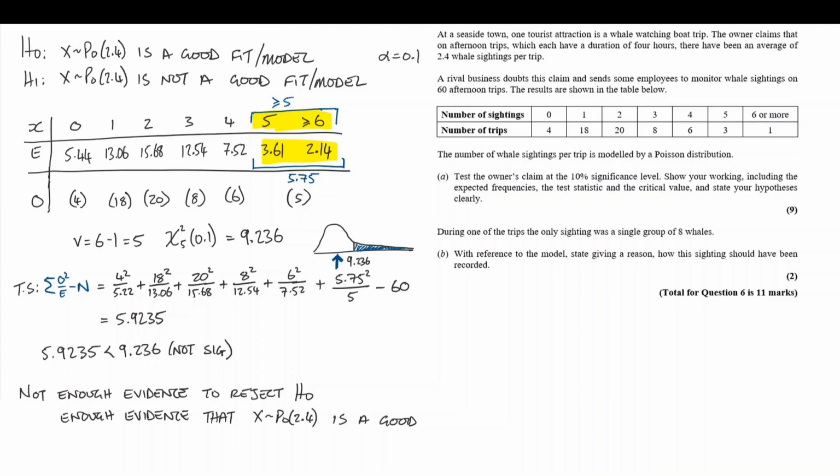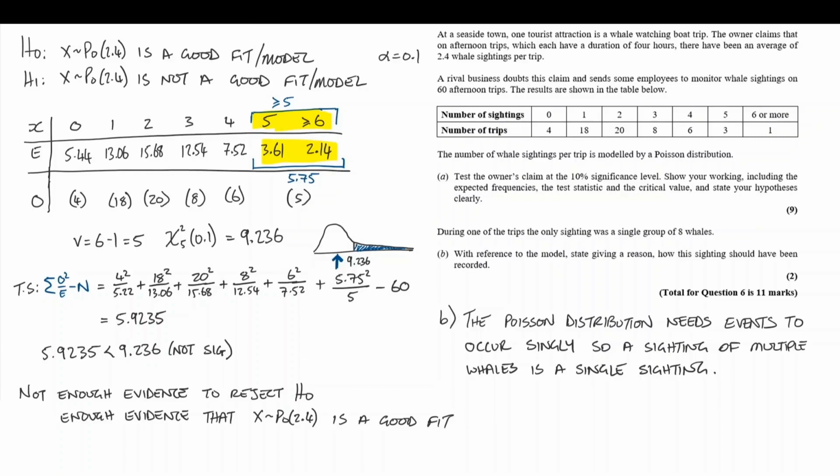In part B, we're told that during one of the trips, the only sighting was a single group of 8 whales. With reference to the Poisson model that we've chosen, state, giving a reason, how this sighting should have been recorded. Well, one of the things about the Poisson distribution is that the events occur singly, one at a time. So although there were 8 whales at once, it is only one sighting. So we wouldn't be able to count that as 8 sightings. That needs to be one sighting. So we need to make sure that we treat that as one single sighting.